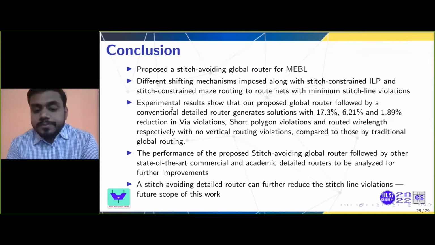I conclude my presentation by summarizing that we have designed an efficient stitch avoiding global router which shows a significant reduction in the stitch line violation counts. A stitch avoiding detail router can further reduce the stitch line violations. Hence, designing an efficient stitch avoiding detail router is the future scope of this work.